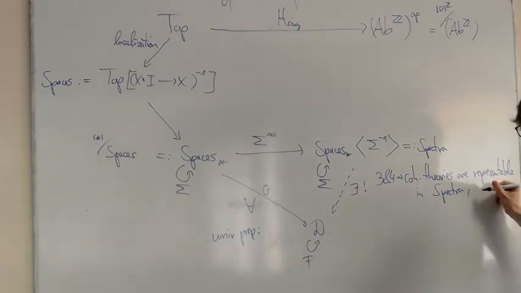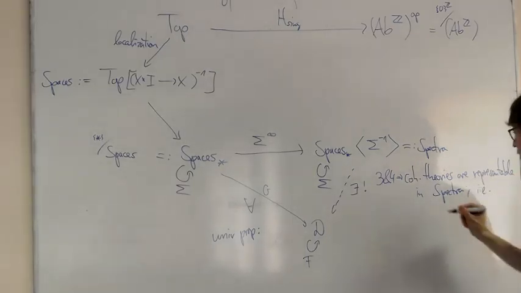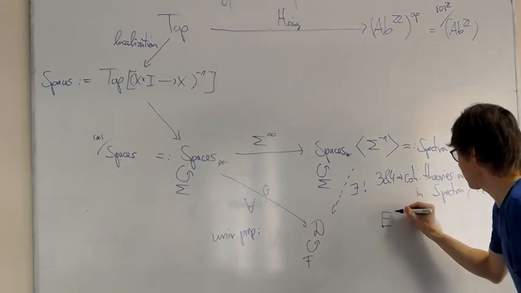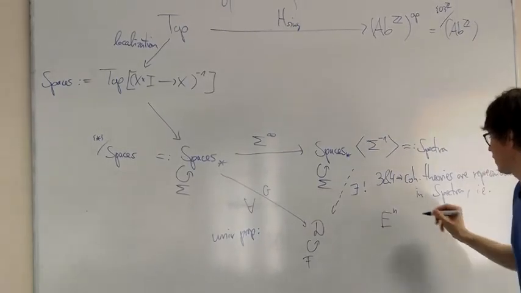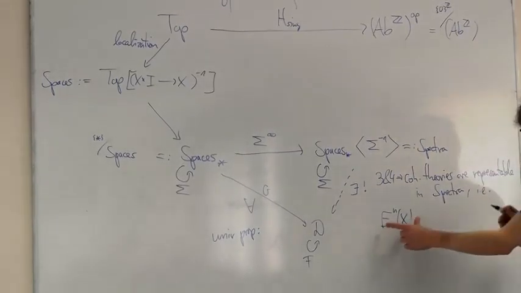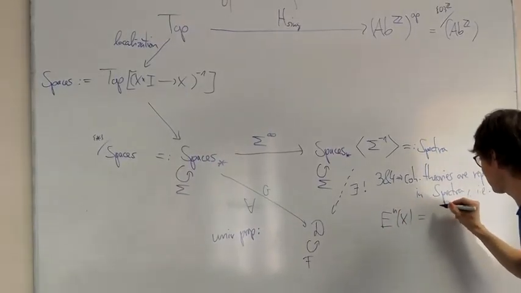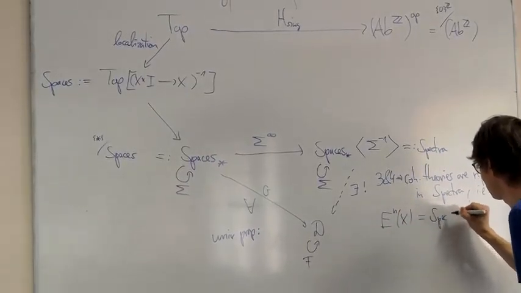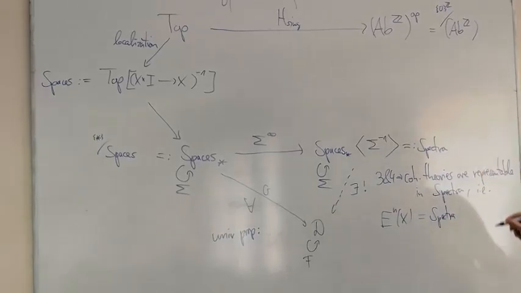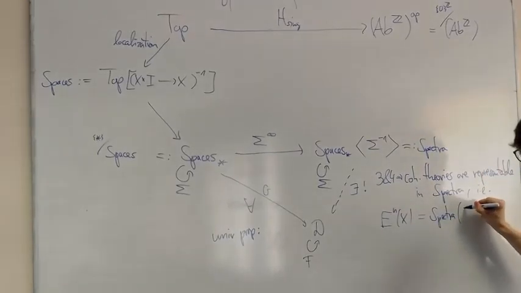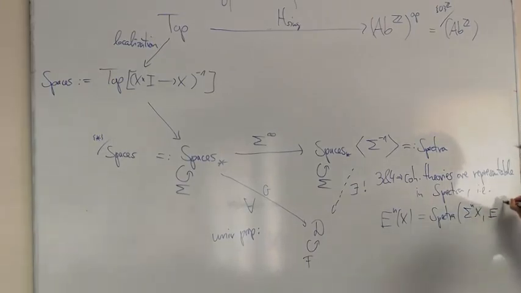That means, if I have a cohomology theory E, and I take the nth cohomology group E^n of X, this is maps in spectra from the n-fold suspension of X to some spectrum E.